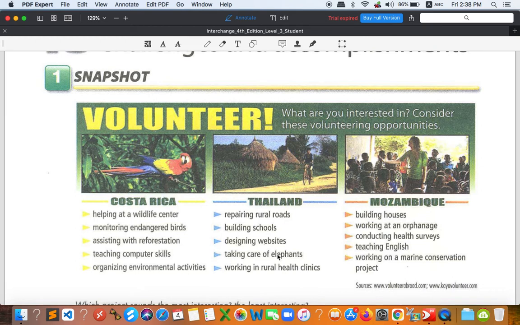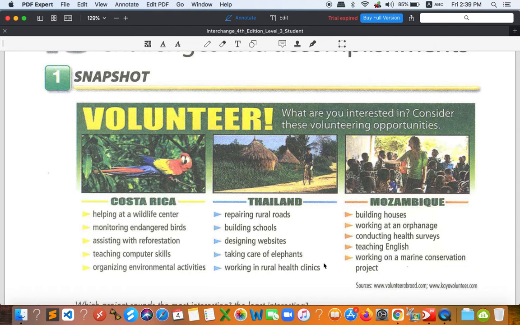So take a look at Thailand. These are what we can do. Repairing rural roads. Maybe this kind of work does not require some kind of skill, but they might need your power, your energy. Building schools, designing websites if you know how, especially the computer technical skill like designing websites. Maybe you can try taking care of elephants, working in rural health clinics.